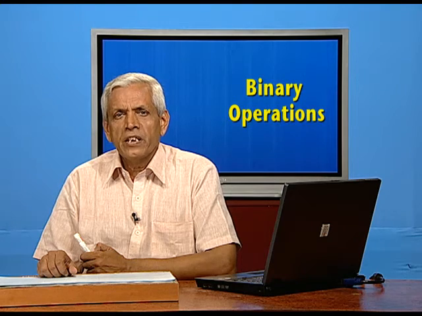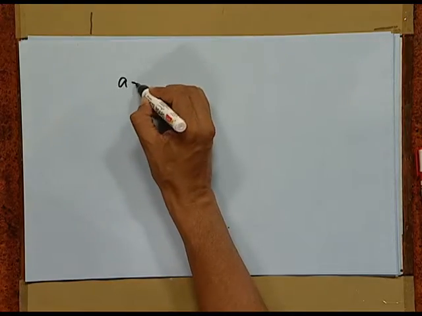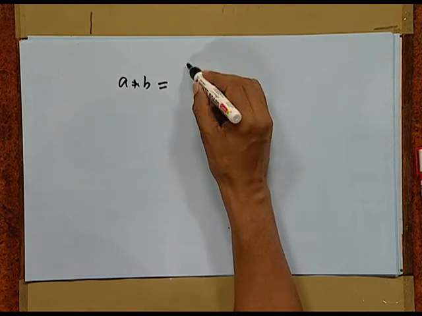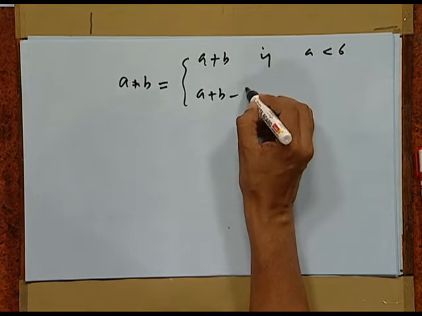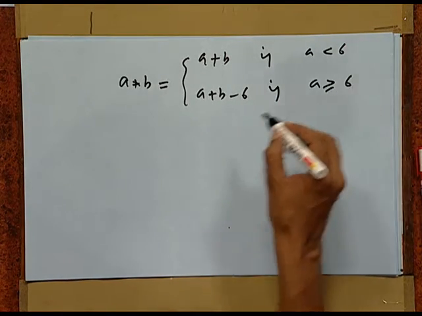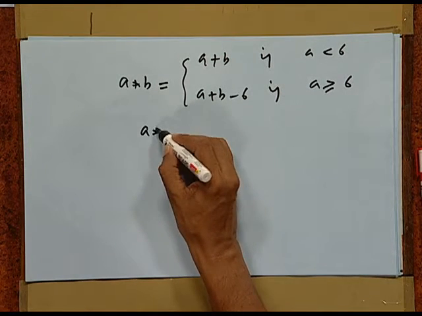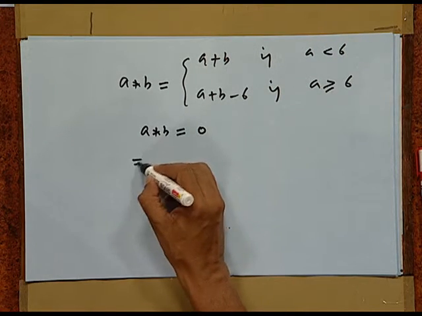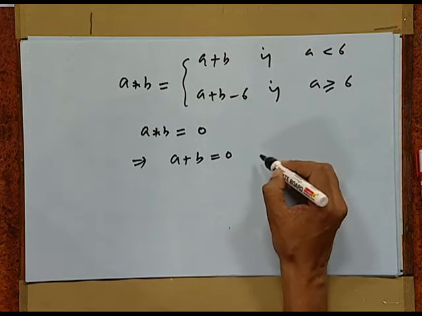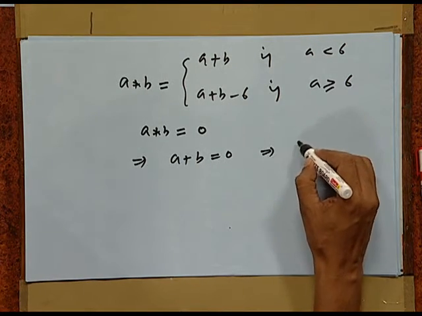Our next task is to find the inverse of a when a is non-zero. Suppose inverse of a is b. We have a star b is equal to a plus b if a plus b is less than 6 and a plus b minus 6 if a plus b is more than or equal to 6. But we want a star b to be equal to 0, that is e. This means a plus b should be 0, which gives b is minus a, but minus a finds no element in the given set. So, this would not work.